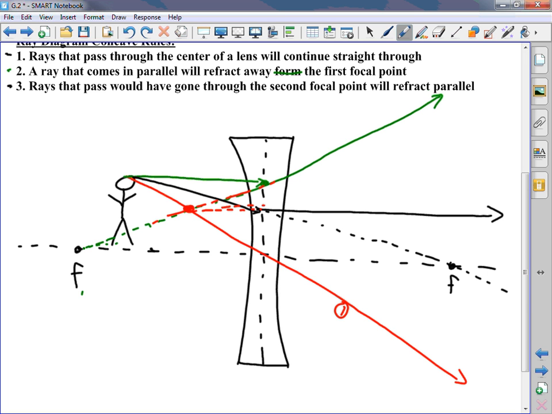gives me an intersection right here. So there would be my image. That once again would be a virtual, upright, smaller image.